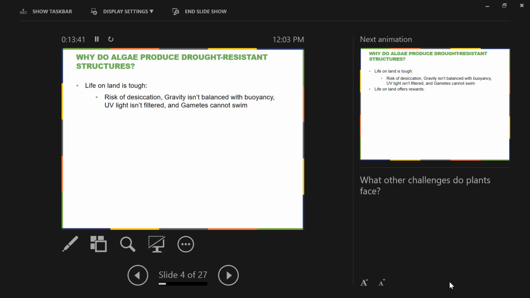And you're like, man, this is really hard. Why would some green algal species have made this move onto land and then given rise to land plants? Well, at the same time that it's hard and it's tough, there are also rewards. There's some rewards to living on land.